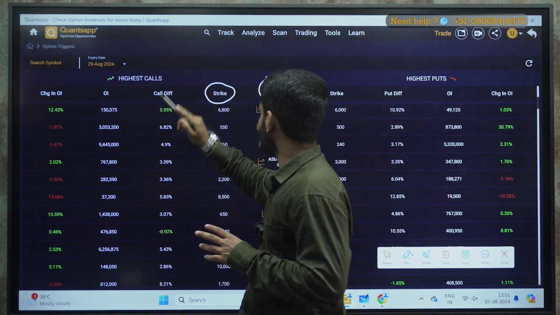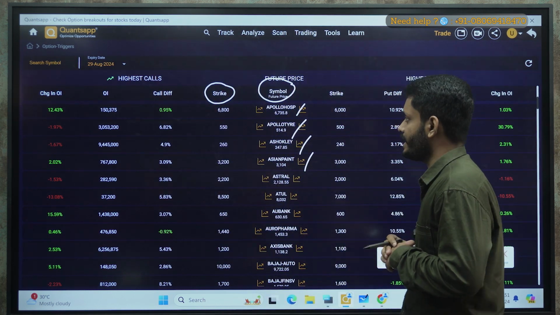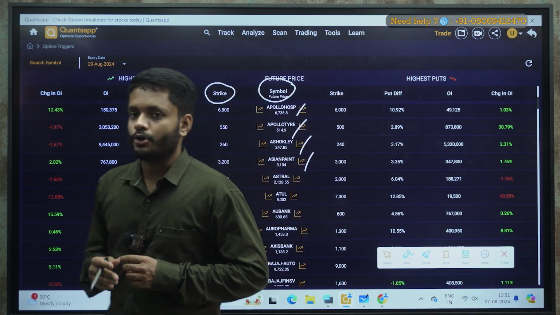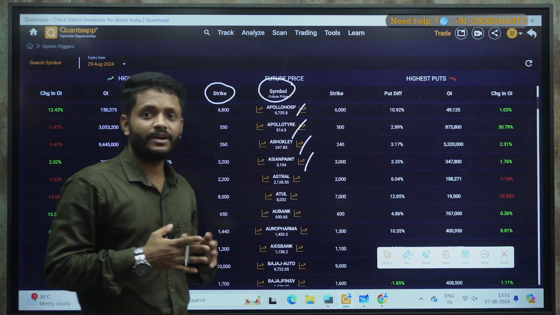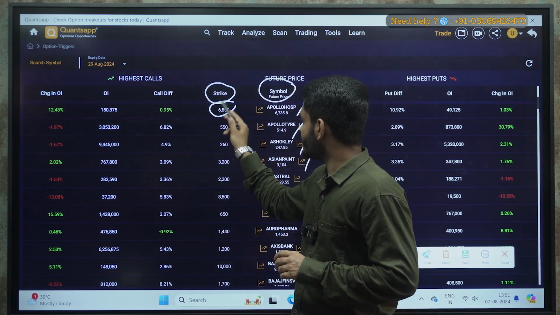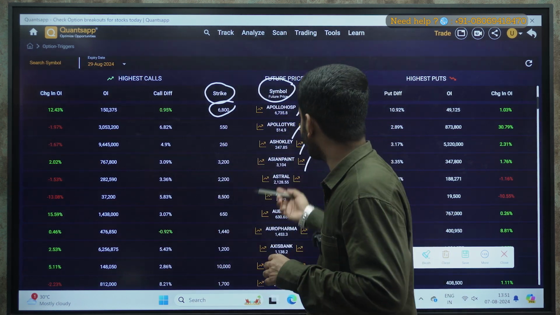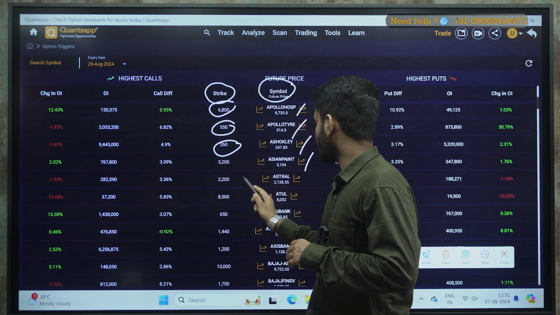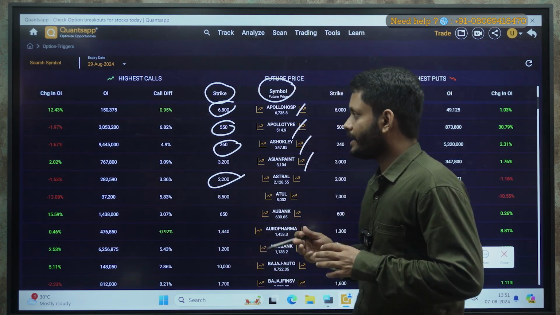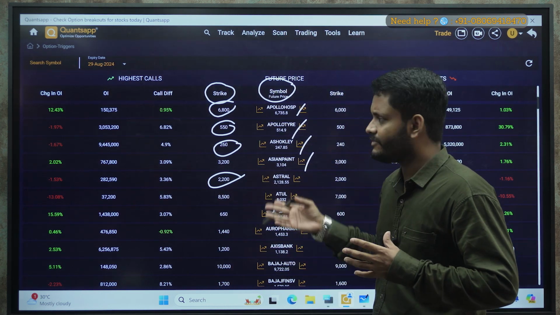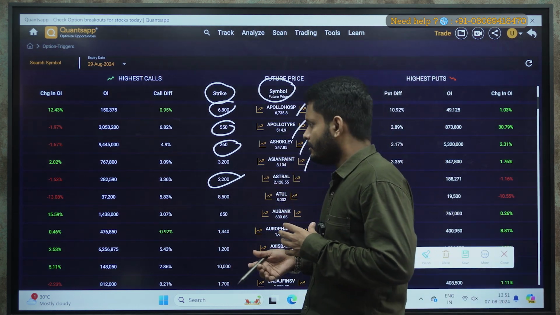Now on the left hand side slightly, if you see, there is strike. Now what is this strike? So the strike automatically gives you the resistance level based on open interest. Okay, say for Apollo Hospital, the immediate resistance based on OI is 6800. For Apollo Tire, it is 550. For Ashok Leyland, it is 260. For Astral, it is 2200. So I can easily check the resistance level, it is easily available over here.